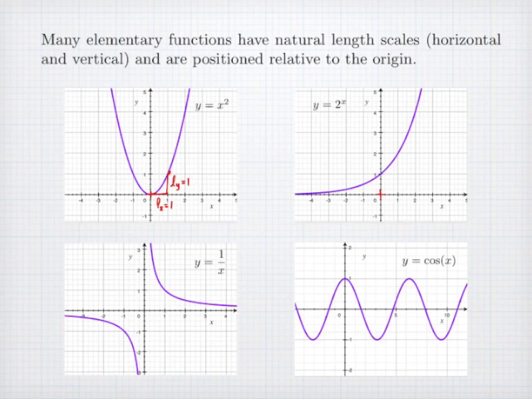And so this has a natural vertical scale of 1, and the natural horizontal scale has to do with this doubling. I have to go over a natural length scale of 1 in order to get that doubling. And every time I move over that length scale of 1, the function doubles again.